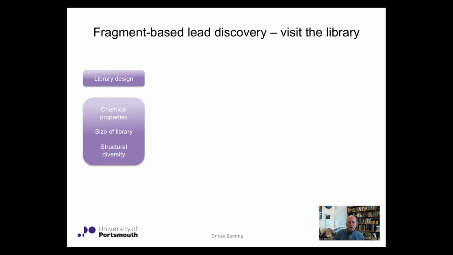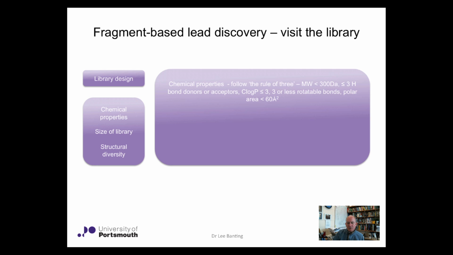So the library itself, what sort of library properties do we want for our fragments? Well, there's something called the rule of three, which isn't three rules, it's the occurrence of the number three and multiples of three within those rules. So the molecular weight has to be less than 300 Daltons for a millimolar binding fragment. It should have equal to or less than 3 hydrogen bond donors or acceptors, and its calculated log P should be equal to or less than 3.